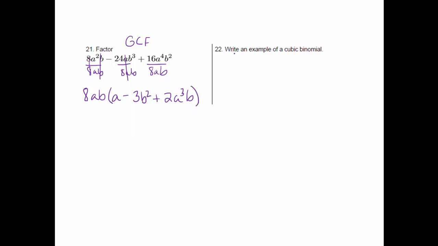Okay, this last one says to write an example of a cubic binomial. Cubic means the degree is 3. That's going to be the highest power in my problem. Binomial, like a bicycle, is going to have 2 parts. So my highest power has to be 3, so I could have something like 5x to the 3rd, and I need another part, so I might put plus 2x. So yours hopefully will not match mine exactly because you've come up with your own example.